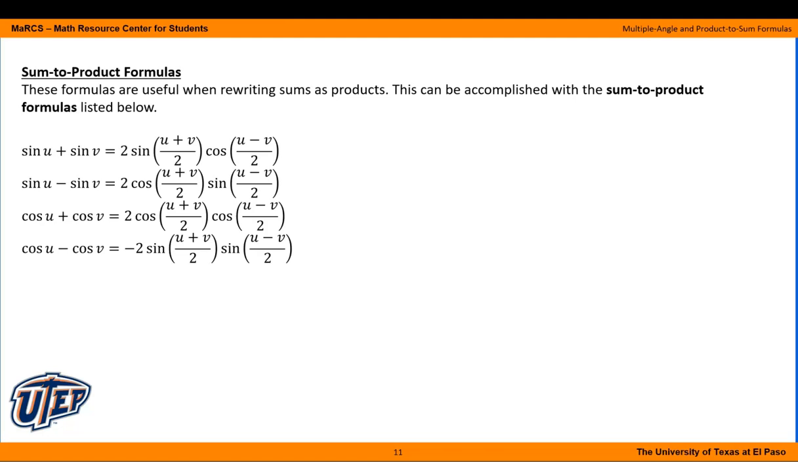These formulas perform the opposite transformation. Instead of rewriting sums as products, they rewrite sums or differences as products. This can be useful when solving equations because factored expressions are often easier to analyze. Notice the symmetry between the product to sum formulas and the sum to product formulas. Learning when to move in either direction is an important skill in trigonometry.